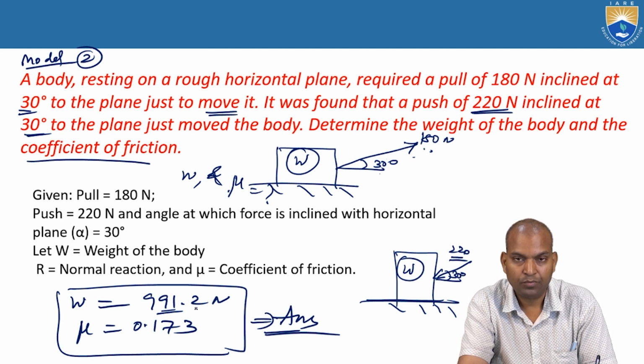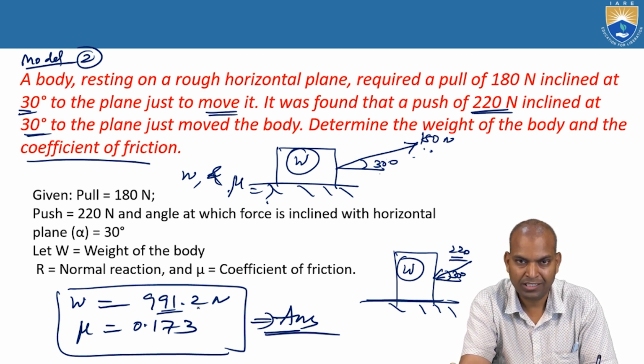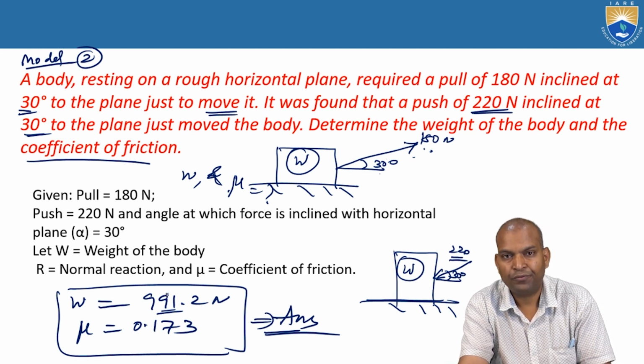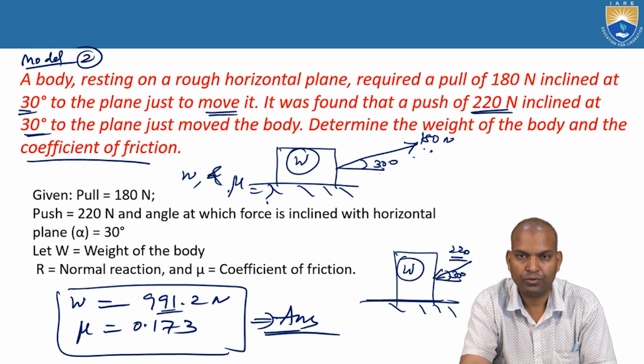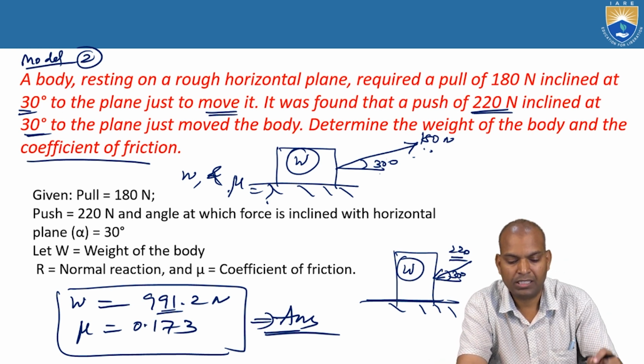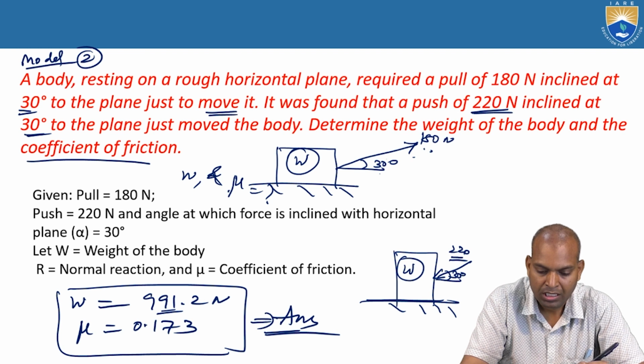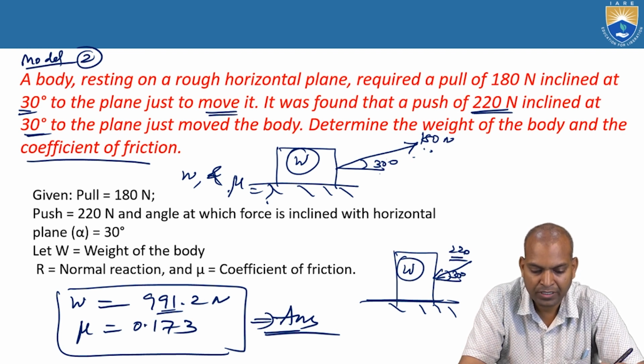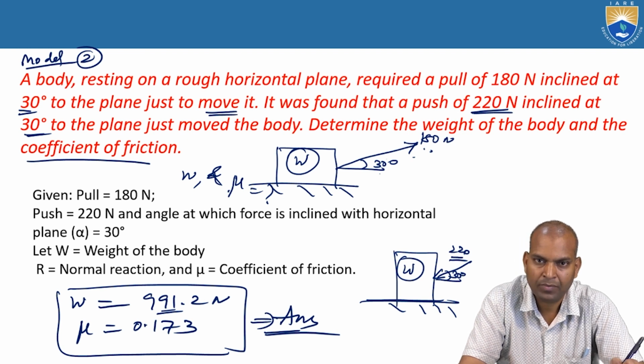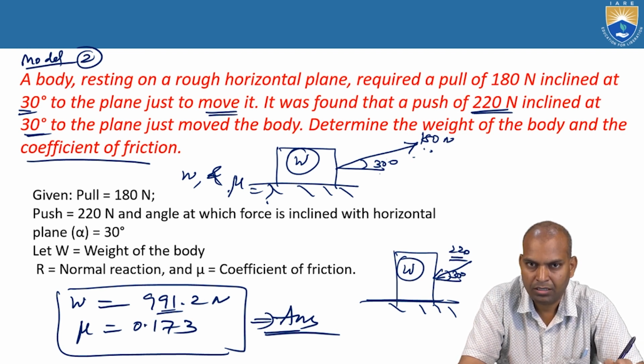The same weight, pulling: you may think that pushing equals pulling. No. That is what it means here. The pulling force is less than the pushing force for the same angle of inclination. They both make the same angle of inclination, with the same coefficient of friction and the same weight of the body.